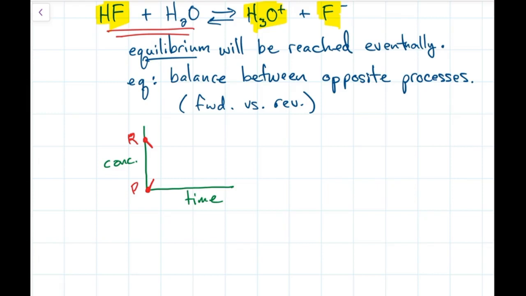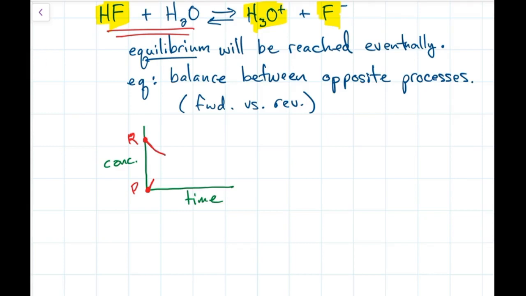So what that means is, even though the forward reaction is still happening and using up reactants, some reactants are reforming as the reverse reaction is happening. And so the concentration of the reactants is dropping, but it's going to start to drop not as quickly. It's going to start to sort of level off because new reactants are being formed. So it's going to kind of do this.